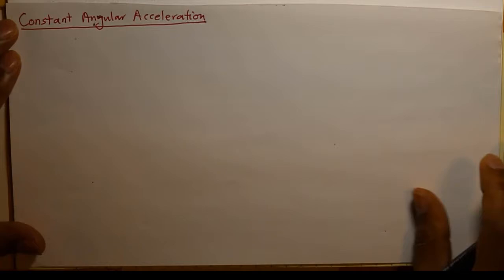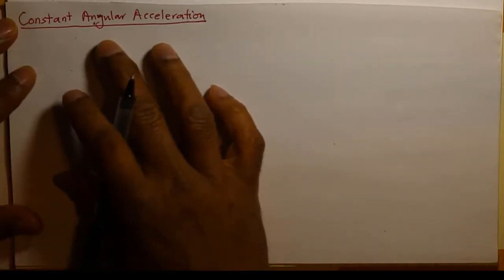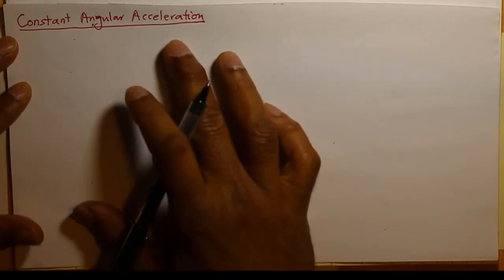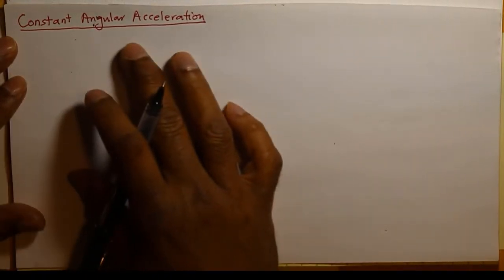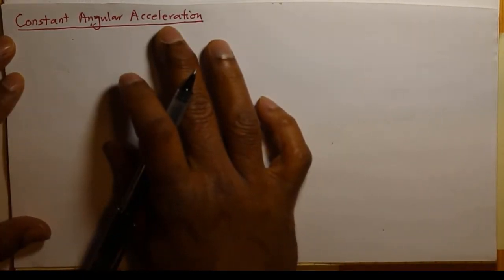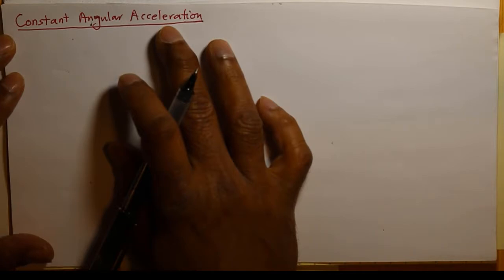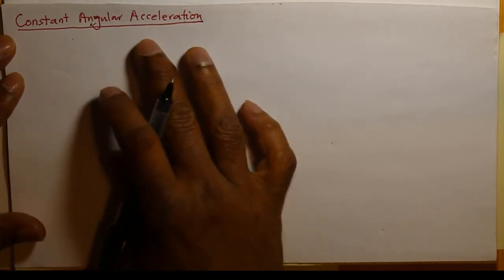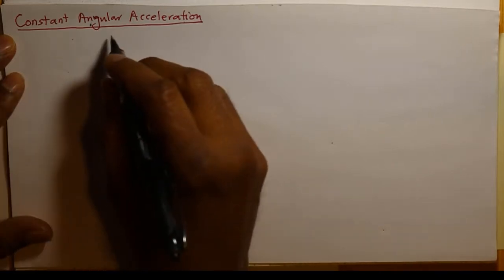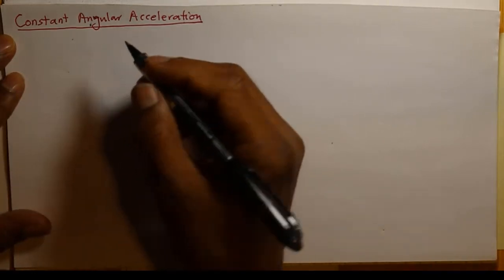Welcome to the fourth video in quantifying angular motion of a rotating object. This one will be focusing on a situation where angular acceleration is constant. If you remember, angular acceleration is the rate at which angular velocity is changing.